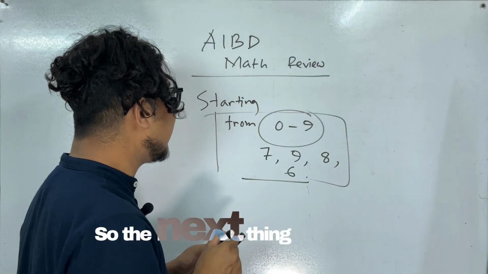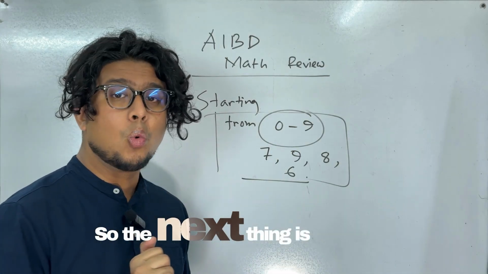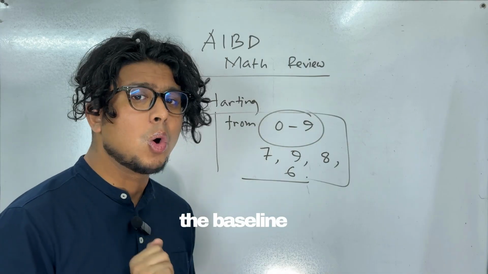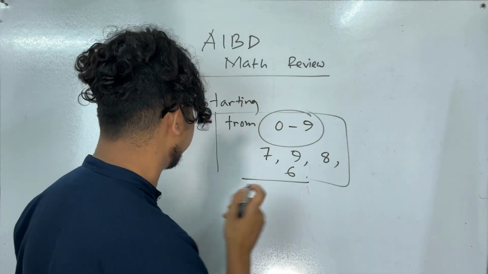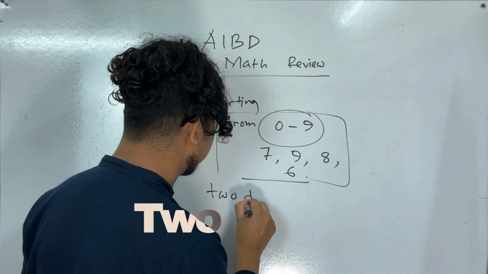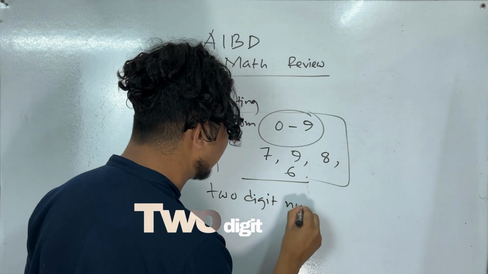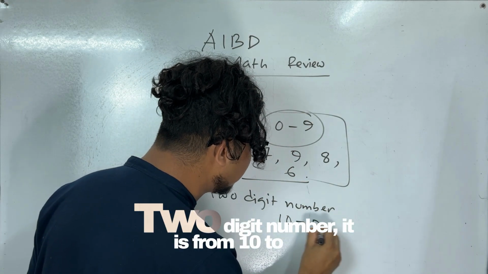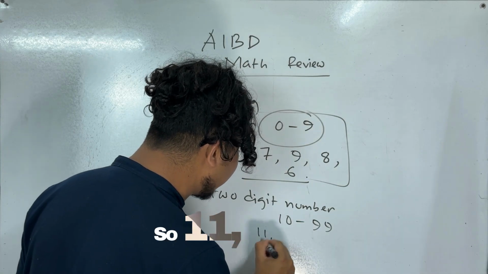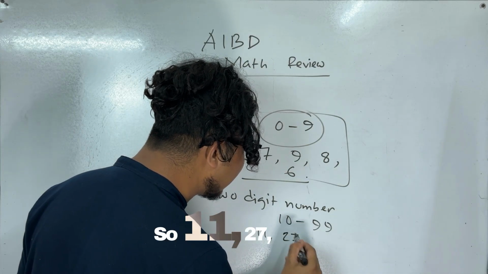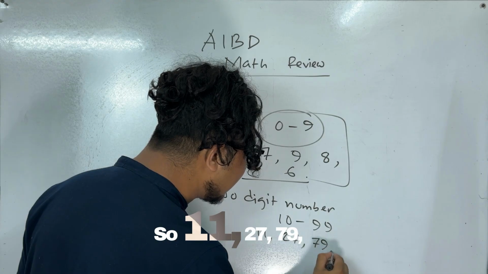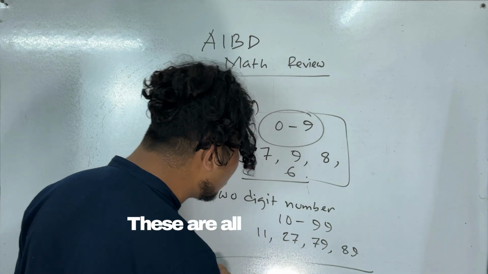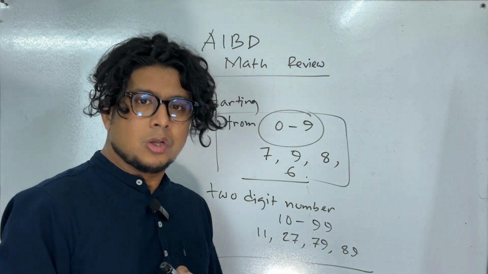The next thing is, what is the baseline of the two-digit number? Two-digit number is from 10 to 99. So 11, 27, 79, 89. These are all two-digit numbers.